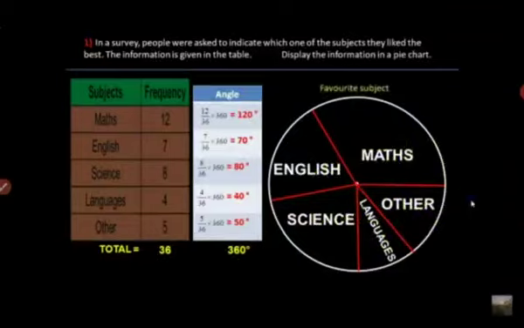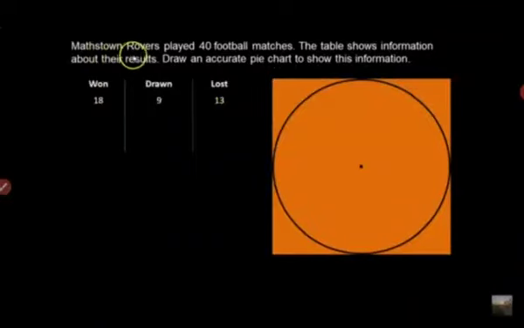Let us look at another example, and don't forget to give a title to your pie chart. Mathstown Rovers played 40 football matches. The table shows information about their results. Draw an accurate pie chart to show this information. They've won 18 matches, drawn 9 and lost 13. We already know the total is 40, so they've played 40 matches altogether.